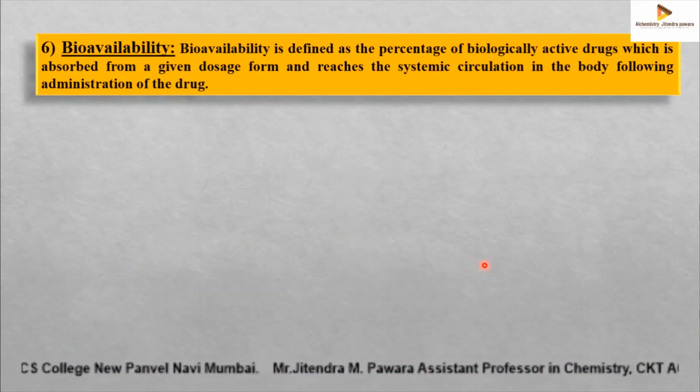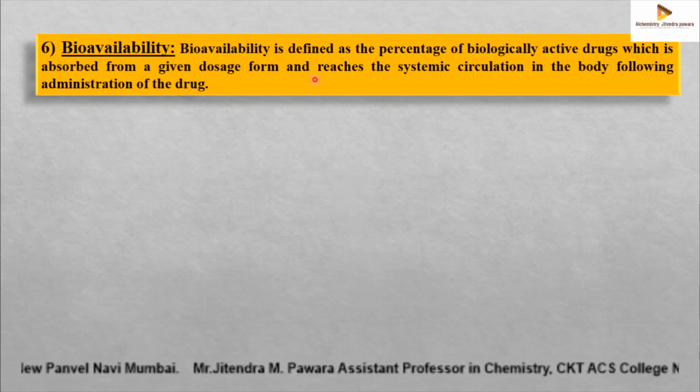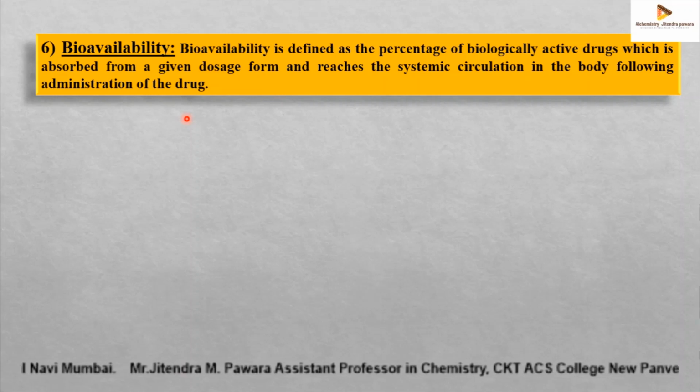So the next point is bioavailability. Bioavailability is defined as the percentage of biologically active drug which is absorbed from a given dosage form and reaches the systemic circulation in the body following the administration of the drug. So it is the concentration of drug in your body, the percentage of biologically active drug absorbed from a given dose that shows the biological response. That is called bioavailability.